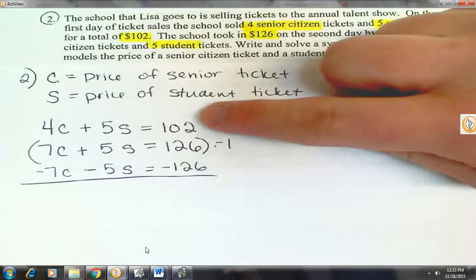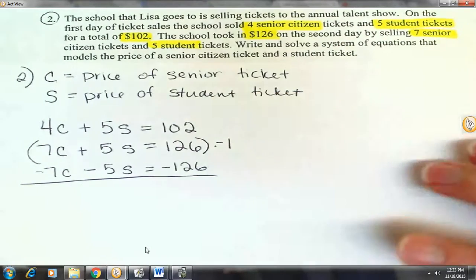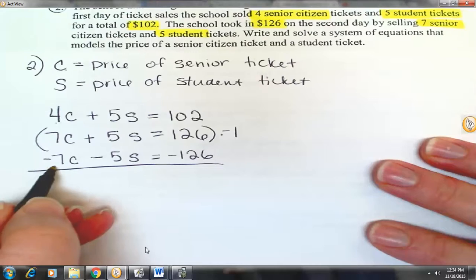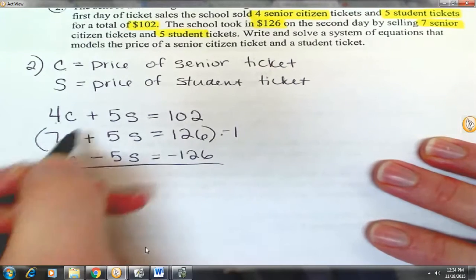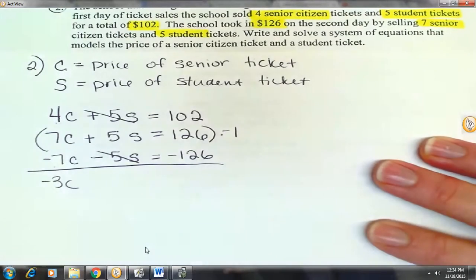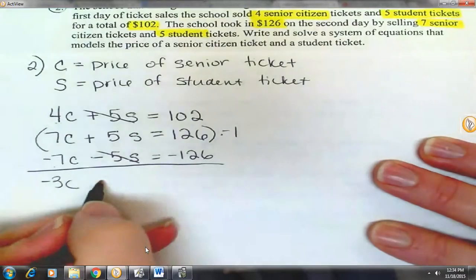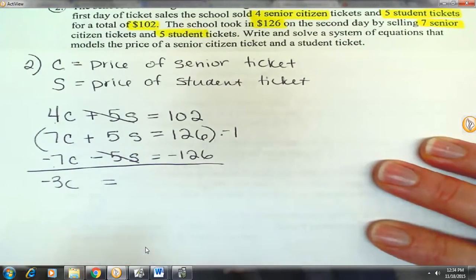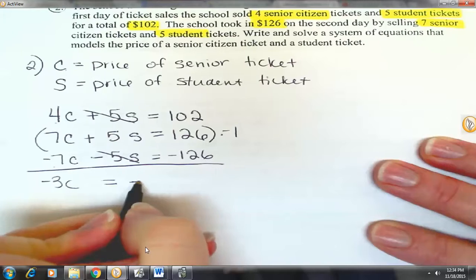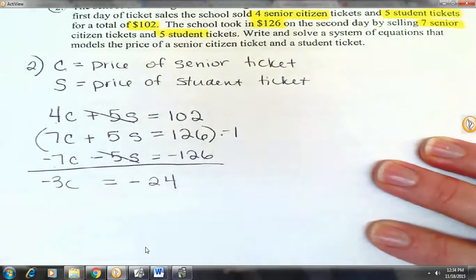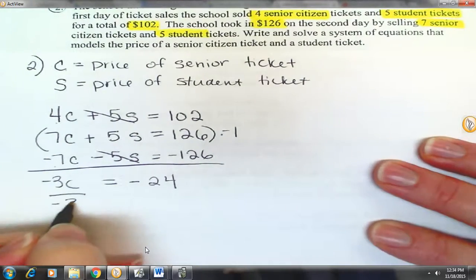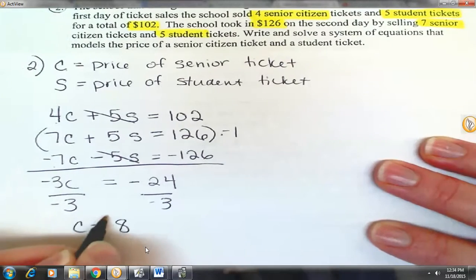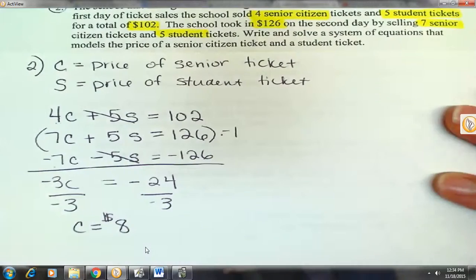So I'm looking at the first equation and the third equation. Go ahead and add these two equations together. 4C minus 7C is -3C. 5S minus 5S is going to eliminate, cancel out, equals, we have 102 minus 126. That is -24. Go ahead and divide both sides by -3. So C is 8. We're talking about the price, so it is $8.